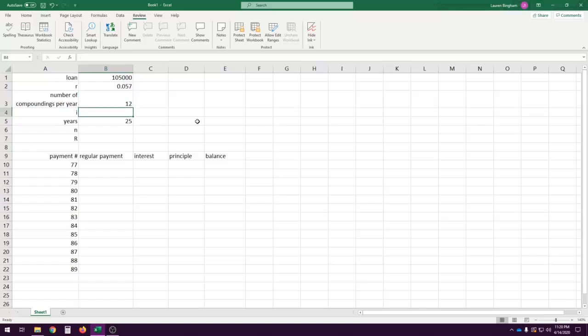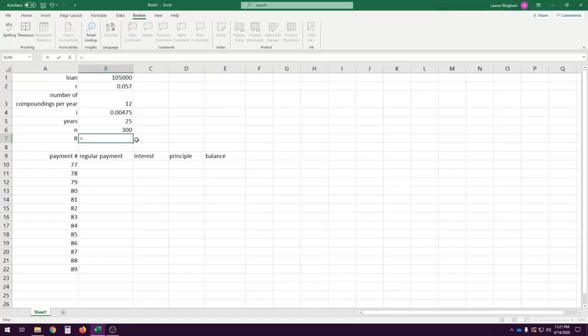So instead of trying to figure out I every time, we can just calculate it by itself. Whenever we put in a formula, we have to use equals. So we're going to take our R and divide it by the number of compoundings per year. So that's our I. And then to get our N, that's going to be the number of years, which we said was 25 for this problem, times 12. So we get 300. Okay, so this is all the information we need to calculate R.